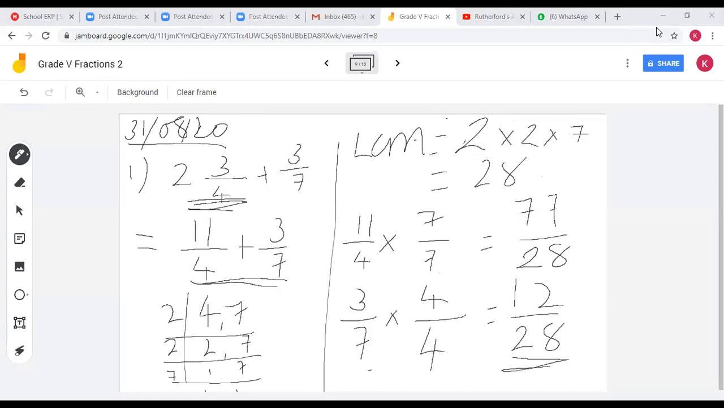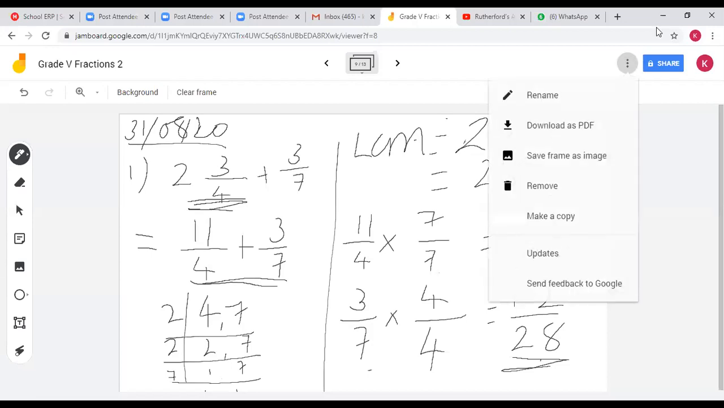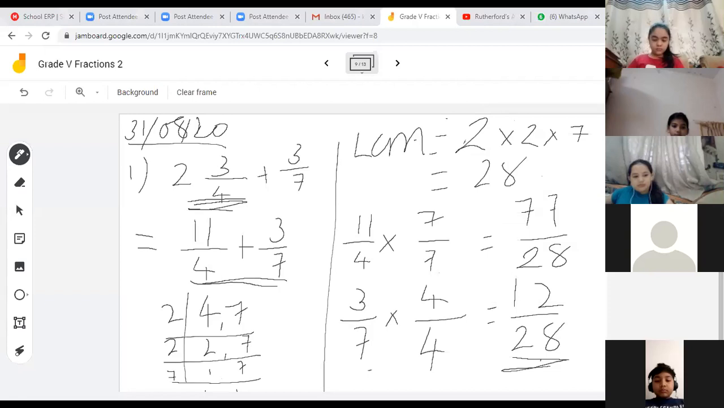So this is actually the same fraction. 3 upon 7 is the same as 12 upon 28 because they both have 4 in common. We can cancel out 4 and we will get 3 upon 7. That's what equivalent fraction is all about. Where were you when I was teaching equivalent fraction, beta? That's what it is.